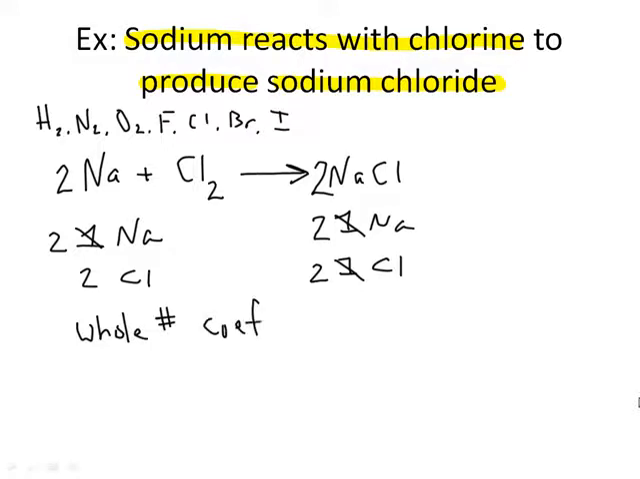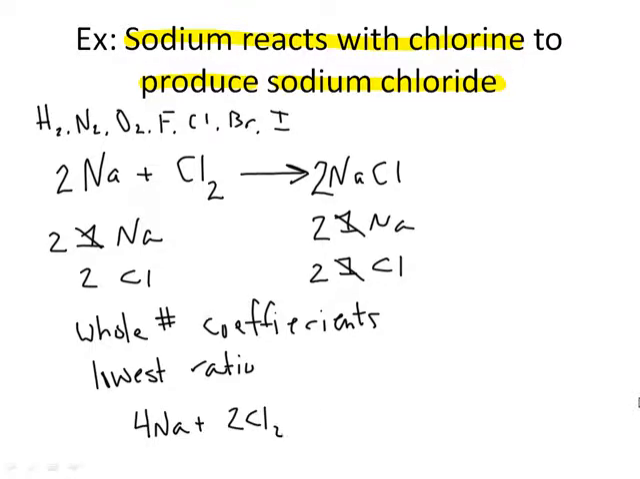so no fractions. And if you'll notice, they are the lowest ratio. So it could have been that you balanced this and came up with 4 sodiums and 2 chlorines went to 4 NaCls. That's balanced. I have an equal number of each type of element on both sides of the reaction, but it's not the lowest whole number ratio because each of these can be divided out by 2. So you want to make sure that once you get it balanced, you have the lowest whole number ratio.